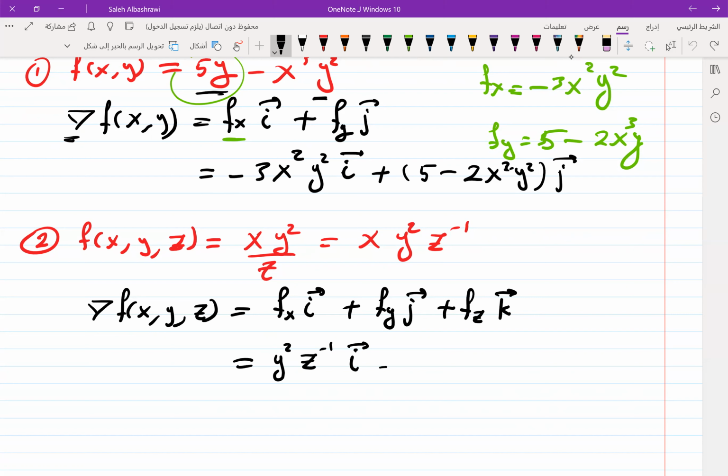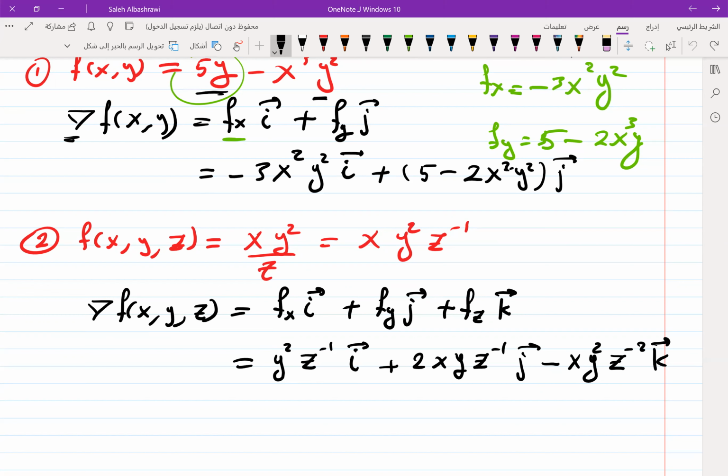Second one, plus with respect to y, it will be 2 x y z to the power minus 1 j. With respect to z, it will be minus 1 x y squared z to the power minus 2 k. So this is the gradient of the given function f of x, y, z. The gradient is a vector function given by y squared z to the power minus 1 i plus 2xy z to the power minus 1 j minus x y squared z to the power minus 2 k.